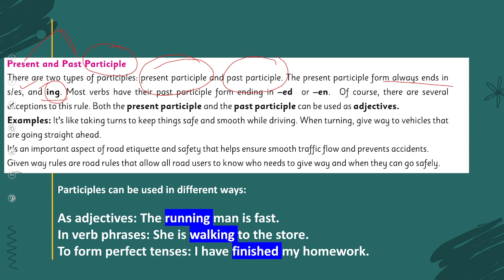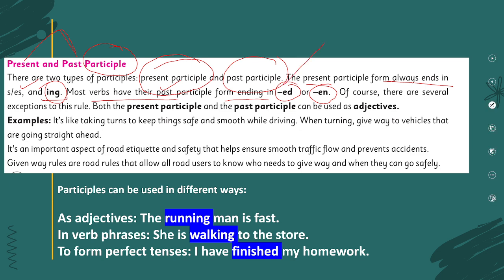Now, most verbs have their past participle form ending in ed or en. Now, when we are talking about past participles, we are going to use some indications of the past.